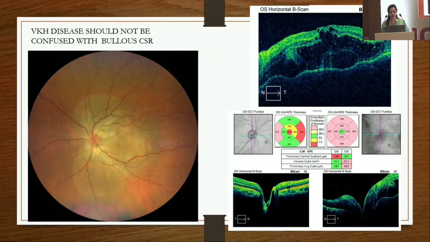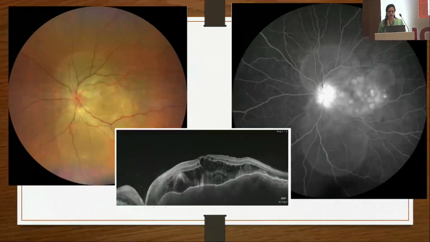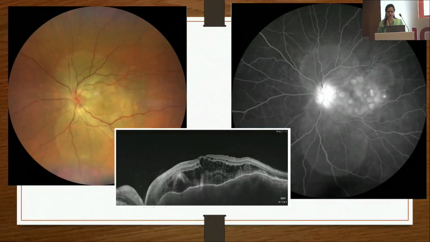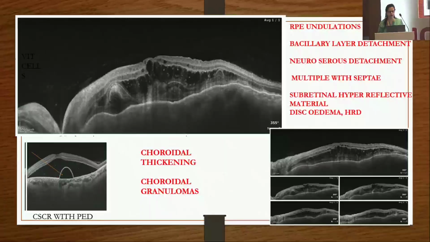Now coming to the differential diagnosis, first I'll talk about VKH disease. This is a young lady presented with multiple neurosensory detachments, and the other eye was normal. You can see the optic disc in the right eye is normal, and the left eye has disc edema with serous detachment. Angiography showing the typical features of VKH, and let's see what OCT tells.